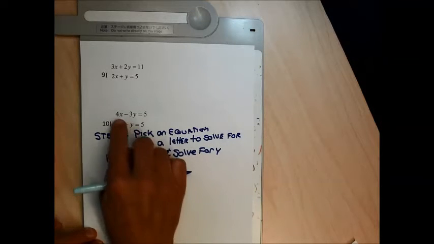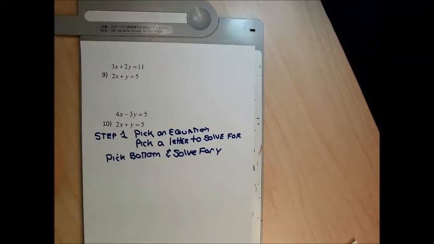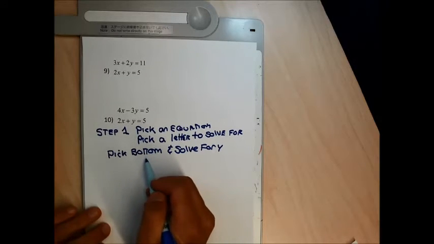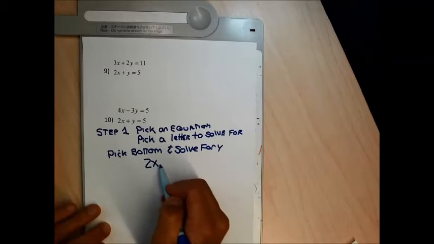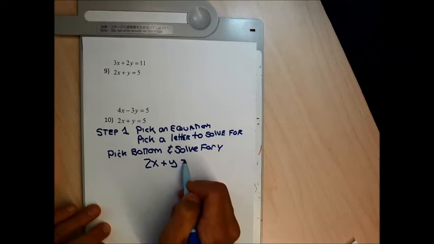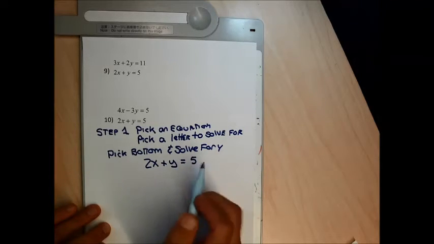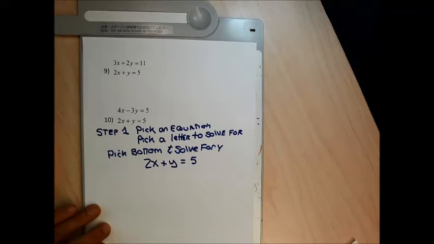It wouldn't have been wrong to pick the top equation and solve for x, but solving the top equation for x would introduce a fraction. I can solve the bottom equation for y in one step, and it's not going to introduce a fraction, and I'd rather avoid fractions. That's probably what you should do when you do number 9 for your first step.